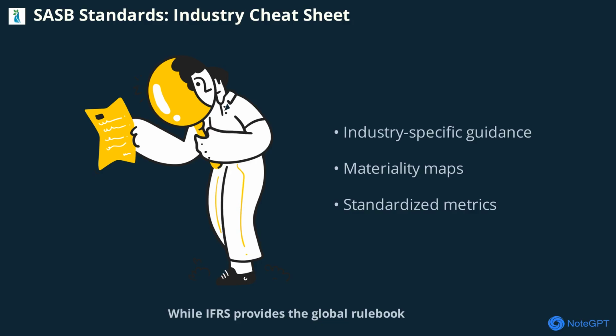While IFRS provides the global rulebook, SASB, Sustainability Accounting Standards Board, offers industry-specific guidance. SASB standards identify which ESG topics are financially material for your sector, providing clear metrics and disclosure requirements. This targeted approach helps organizations focus on what matters most for their business and stakeholders.